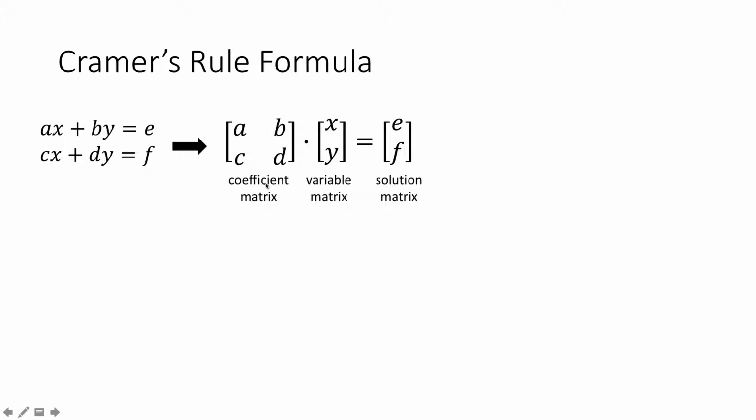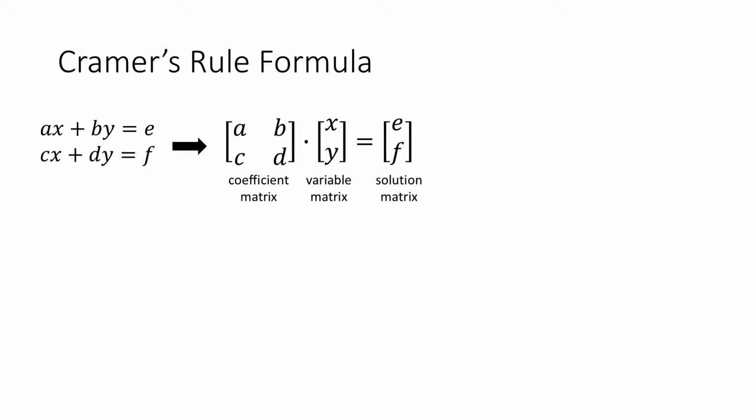Then you will multiply the coefficient matrix by the variable matrix. The variables that I have would be x and y. Those represent the variables of my system. And that would equal whatever your solution would be. The solution in this particular case would be E and F, and that would be your solution matrix. Notice E top, F bottom. After you know what your coefficient matrix and your solution matrix are, you will be able to use those numbers and substitute in this formula.